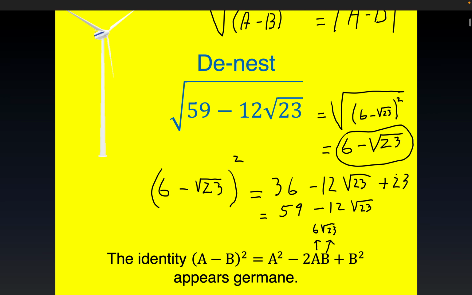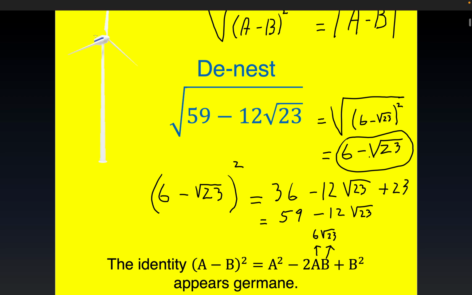So this is our solution, folks. The square root of this expression is that. Notice we removed the outside radical, and I think that's what denesting means. But anyway, that's the final answer right there. That's what I got at least.